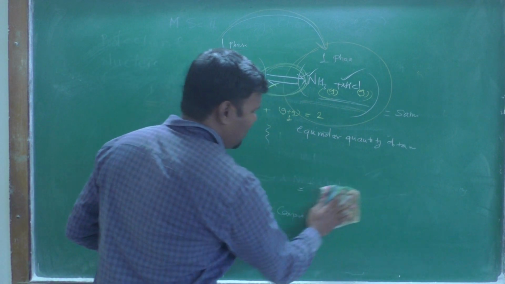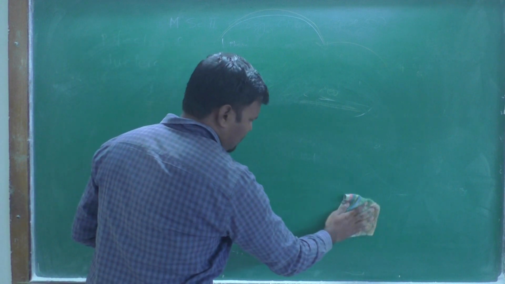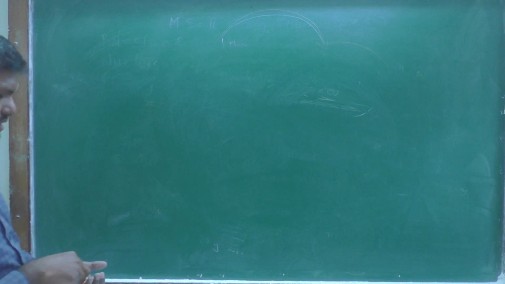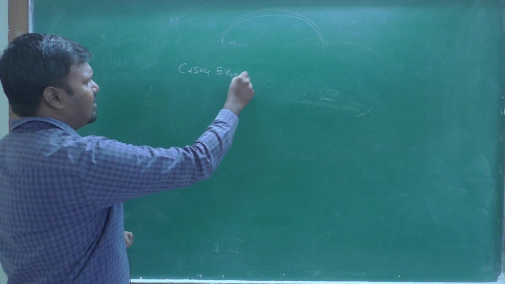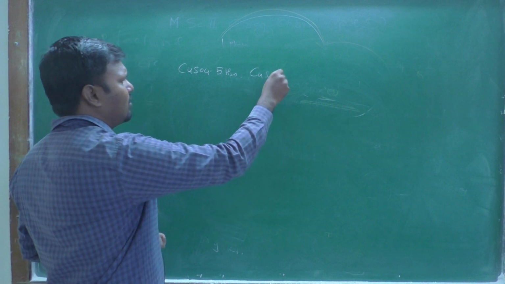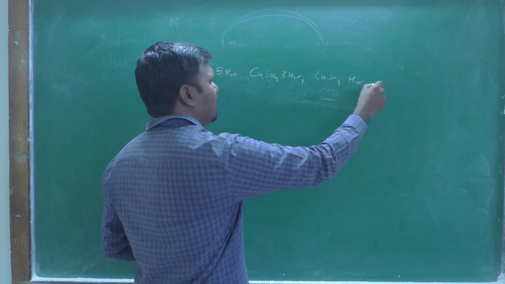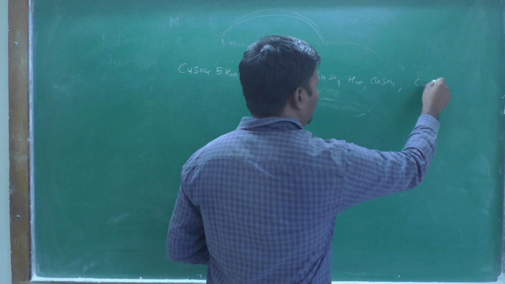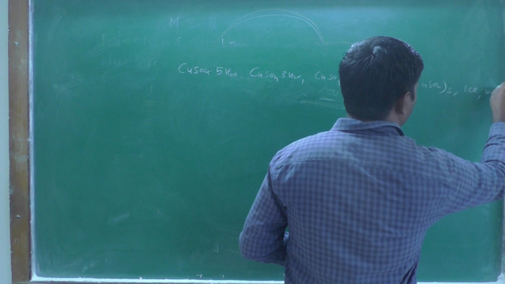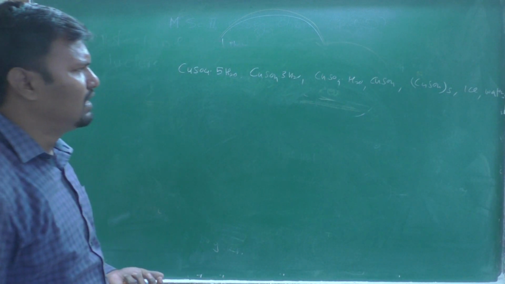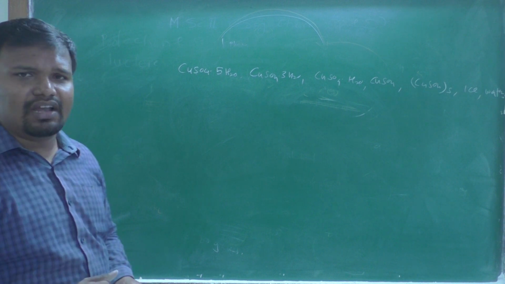Now we have another example. Suppose there is a system which has CuSO4 pentahydrate, CuSO4 trihydrate, CuSO4 monohydrate, simple CuSO4, then CuSO4 solution plus ice plus water. If suppose such a system is there, and you have to find out the number of components there.